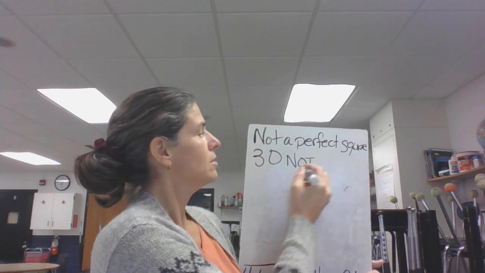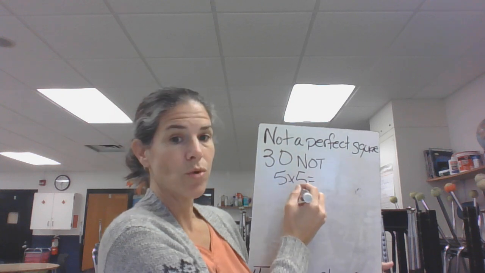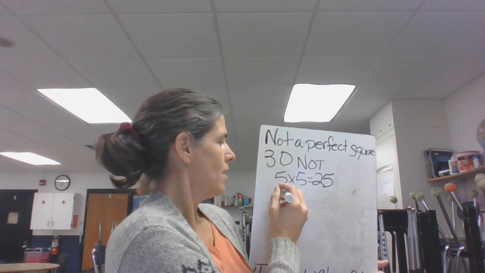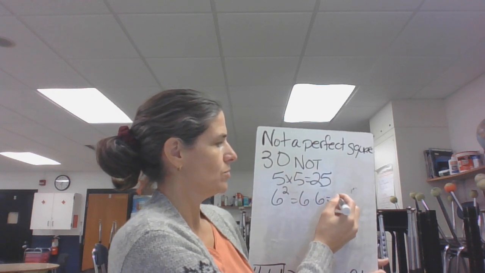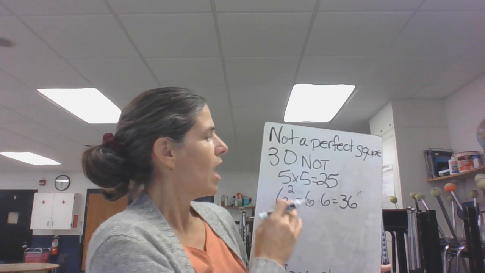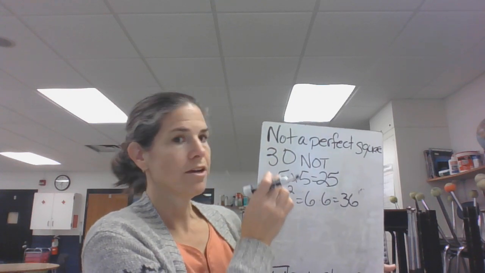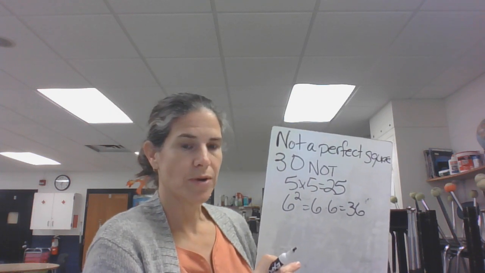because 5 times 5, 5 squared, is 25, and 6 squared equals 6 times 6 equals 36. I don't have any other whole numbers between 5 and 6 that I could multiply by that same whole number to get to 30. So it is not a perfect square.